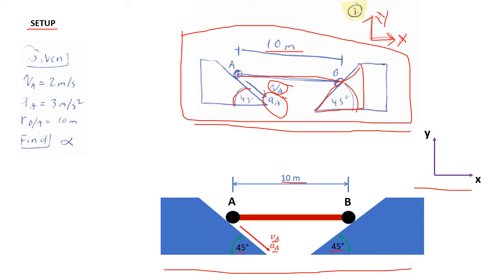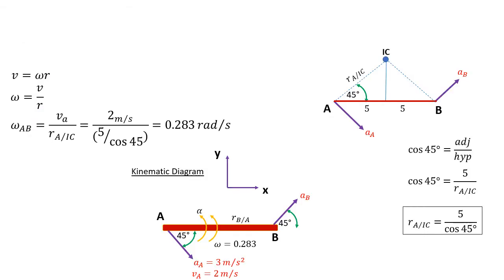On the left, I also have the givens: VA is equal to 2 meters per second, my acceleration at A is equal to 3 meters per second squared, and my length of rod, which I'm going to call r of B relative to A, is 10 meters. What I'm looking for is to solve for my alpha term. With all that given information, I am now able to start my actual solution to the problem.